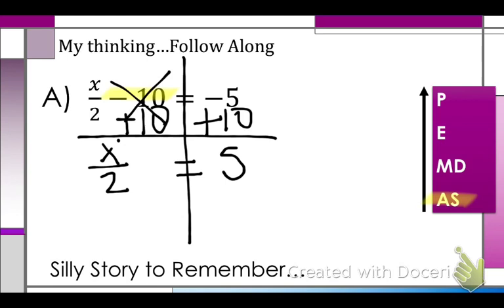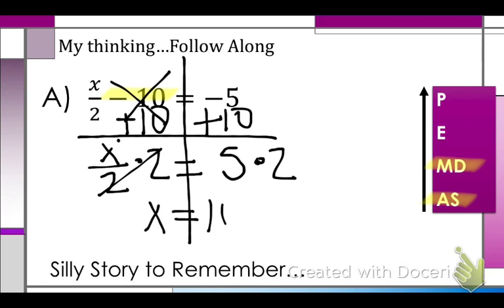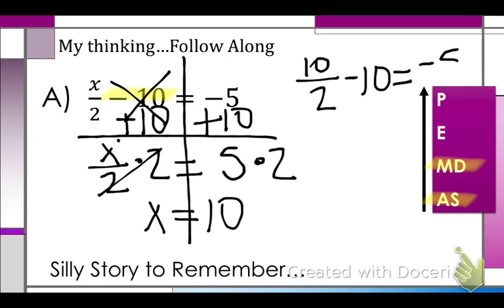So now I'm down to a one-step equation. I'd now want to undo any multiplication or division. Since I'm dividing, I use my inverse operation of multiplication to multiply both sides by 2 to get x equals 10. And always we want to make sure that we check our answers. So 10 over 2 minus 10, does that equal -5? Well, if I simplify, 10 divided by 2 is 5, minus 10, which gives me -5. Yep, those sides are both equal.